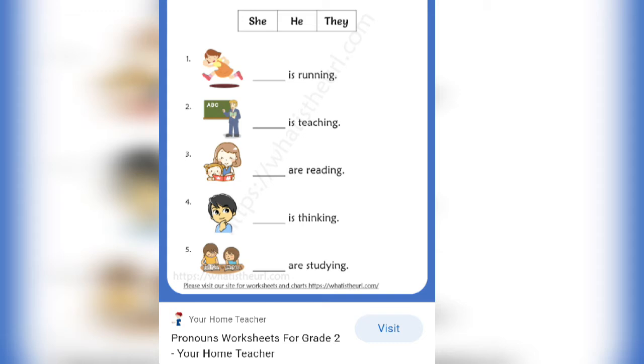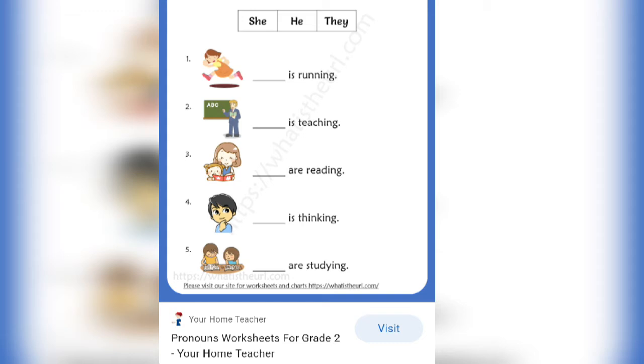Keep this in mind, students. They is used when we are talking about someone else, the third person. First person is the one who is talking. Second person is to whom he is talking. And third person is about whom he is talking.